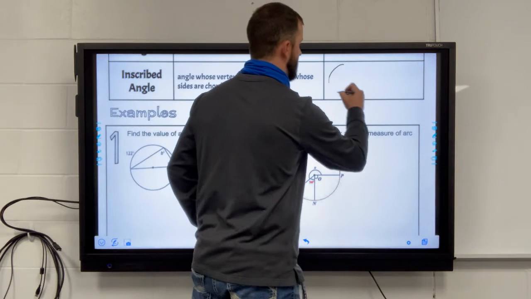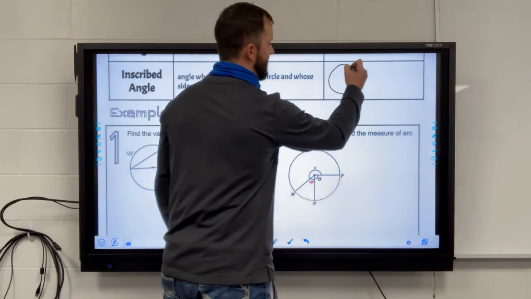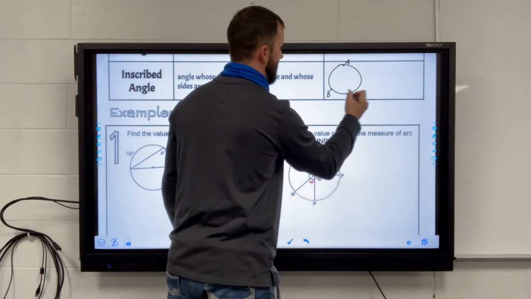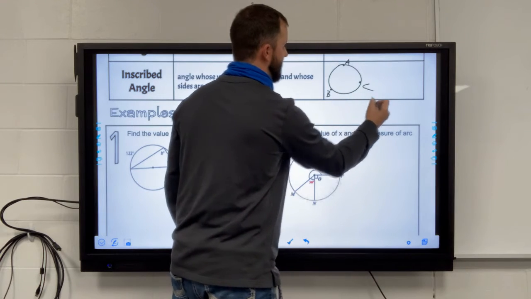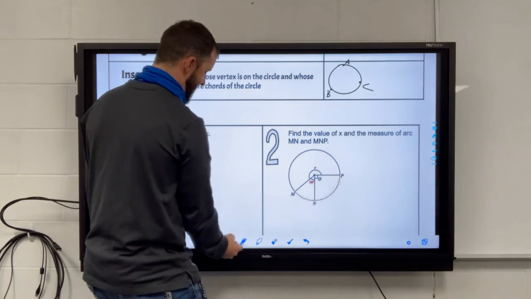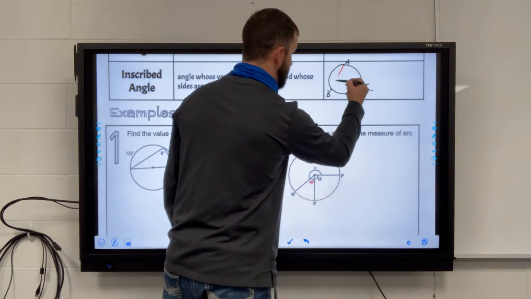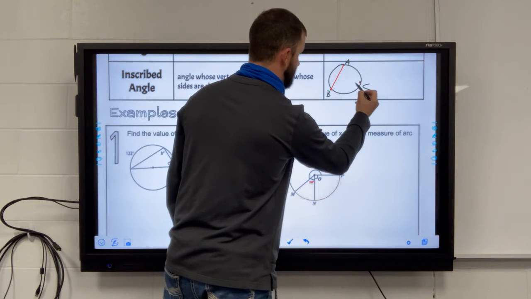So if I have a circle here, and let's say this is point A right here, let's say this is point B right here, and let's say over here this is point C. And I was to draw lines that are connecting these. So if I drew a line from A to B here, and I drew a line from C to B here.